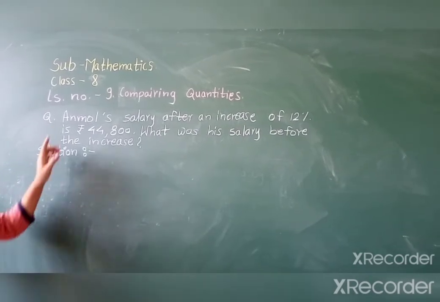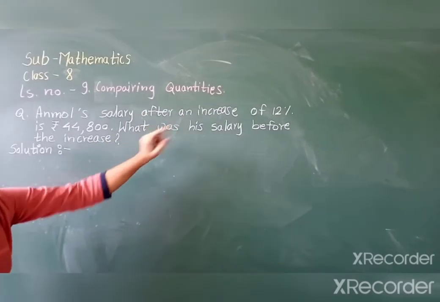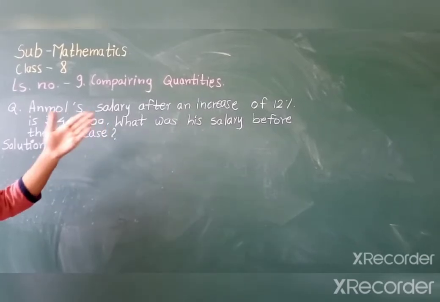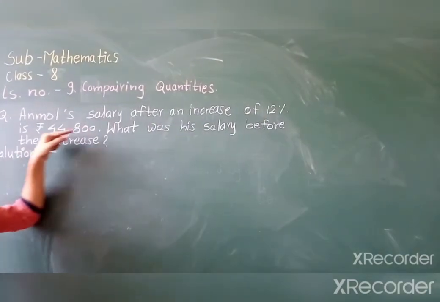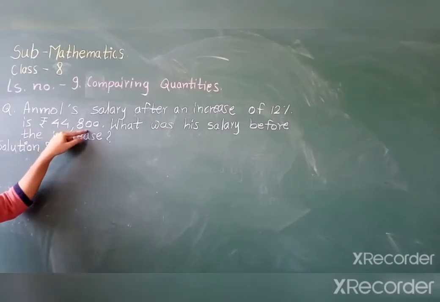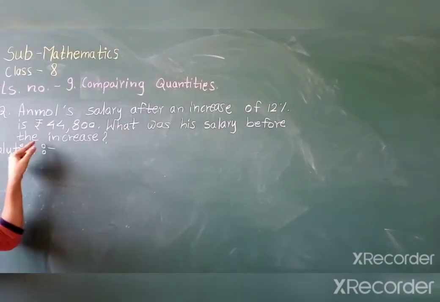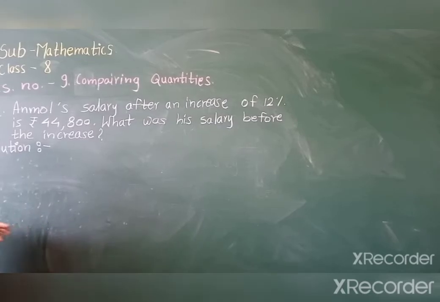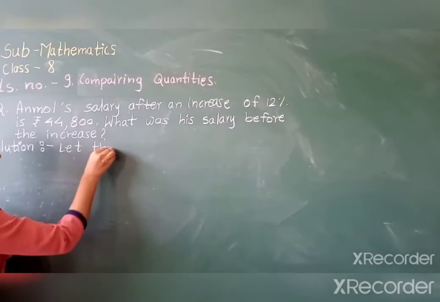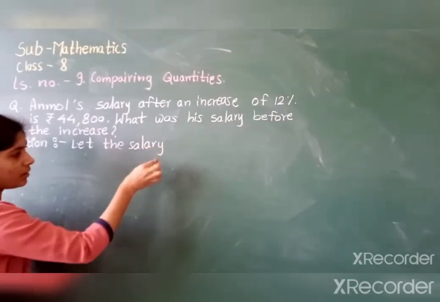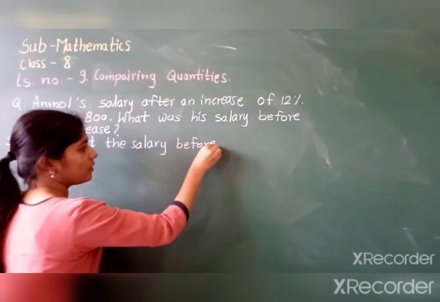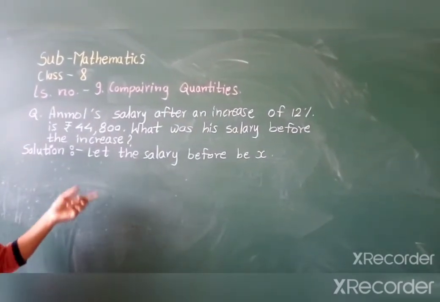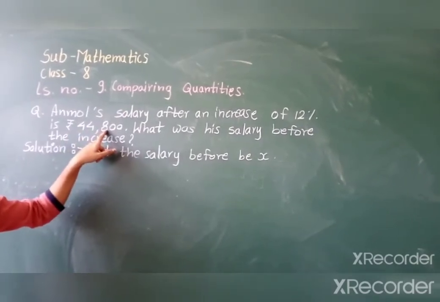Here is an example. Anmol's salary after an increase of 12% is rupees 44,800. After increasing 12%, he gets a salary of 44,800. What was his salary before the increase? That salary we can consider as X. So let the salary before be X. And then the salary after an increase by 12% is 44,800.